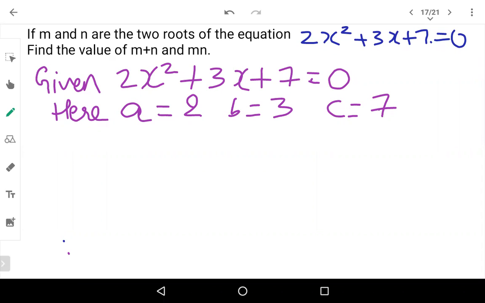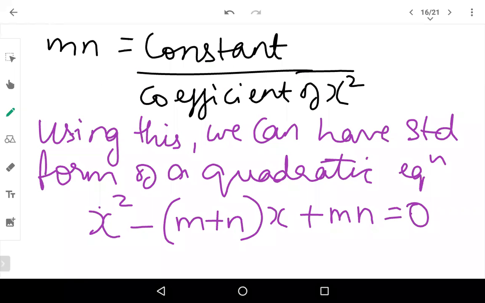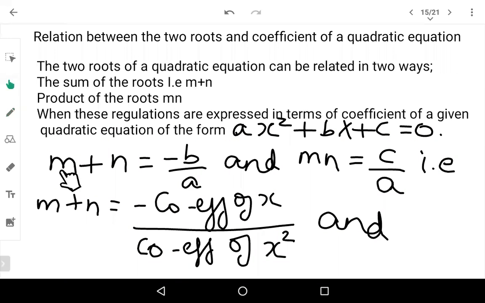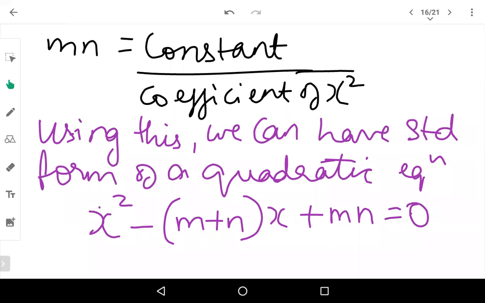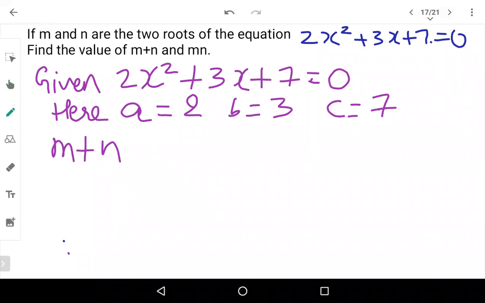Spurti says m plus n is minus 3 by 2. Correct, Spurti. Very good. So what are we supposed to find? We are supposed to find the value of m plus n. Now as per the calculation here, m plus n is nothing but minus b by a. Correct. Minus 3 by 2. So m plus n is equal to minus b by a, so what is b? Minus 3 by a is 2.